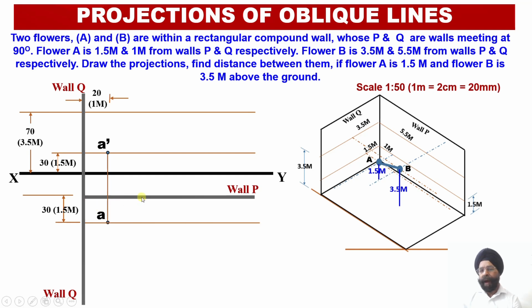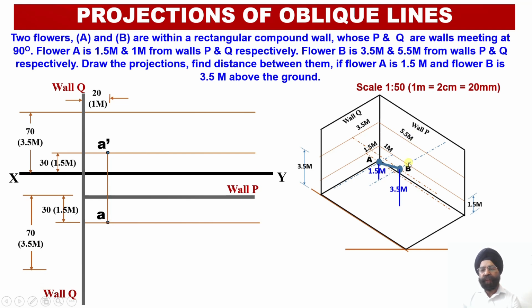So once we have marked this location of the wall P over here, we are going to measure this distance of 30 millimeter, that is equivalent to 1.5 meters over here. So we will be able to get the coordinate location of the point A. So A dash has been located in orthographic projections. The plan projection corresponding to the flower A, or the object A, has also been located in the orthographic projections over here. And another thing we know in this particular case, that this is the point B.